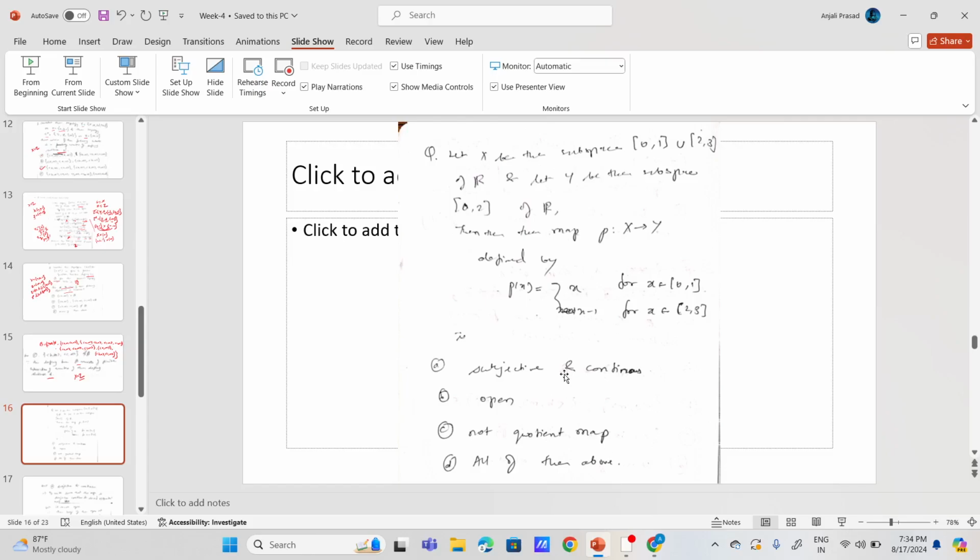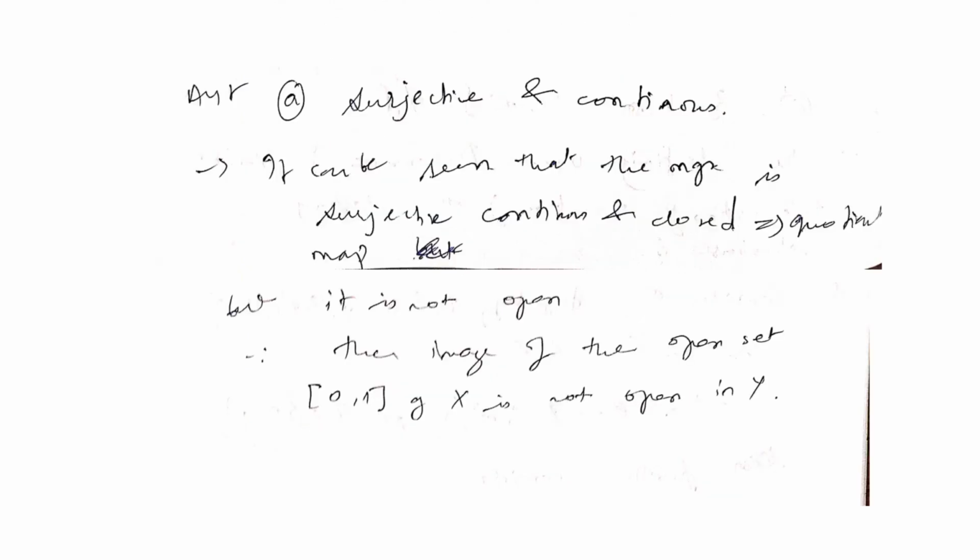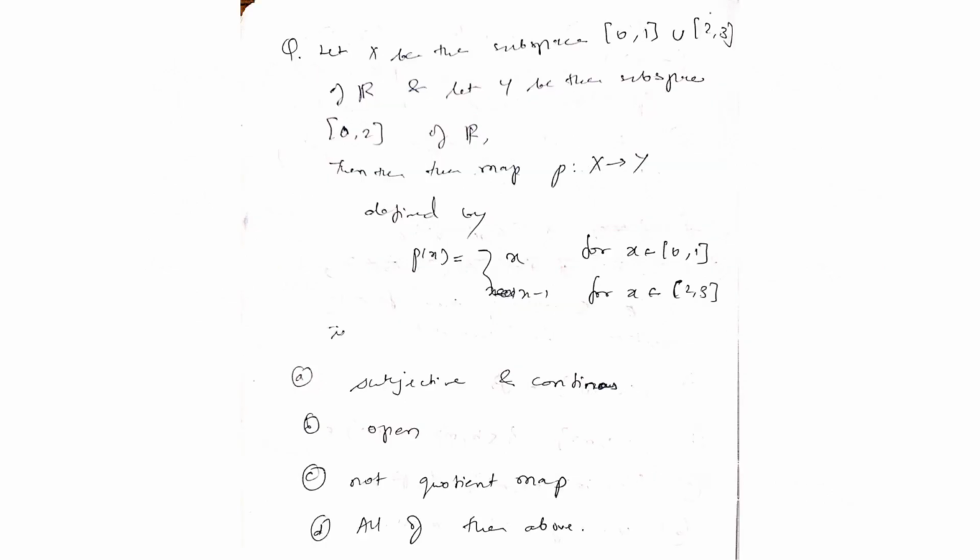Shall we move to the answer part? So the correct answer is A, that is surjective and continuous. Why so? Because you can see that easily from the map itself. You can see that for every element in Y, you have a pre-image in X, right? So it is surjective and it is a continuous map. That is obvious. Now, is it open?